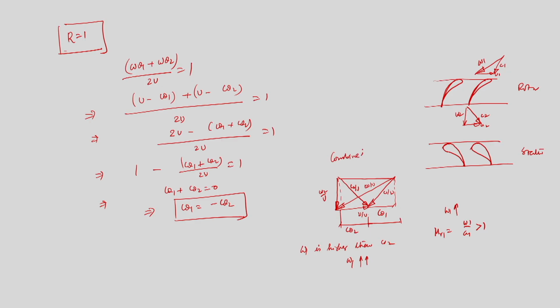We have drawn this combined velocity triangle. So, W1 becomes higher, relative Mach number will be higher. So, when R is equal to 1, relative Mach number increases, and if relative Mach number increases, it will lead to several problems. I mean, it will lead to shock losses.